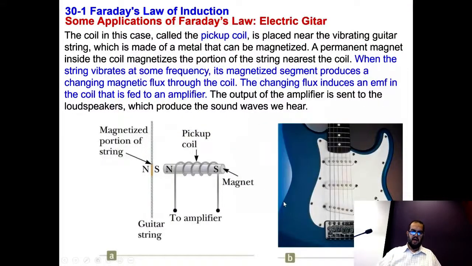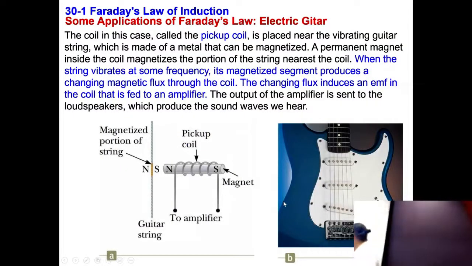The other instrument is the electric guitar. The electric guitar has what we call a pickup coil. These are the strings that the musician hits, so they will vibrate. The string is magnetized due to the permanent magnet here, so it has a south and north pole. It's moving in and out.